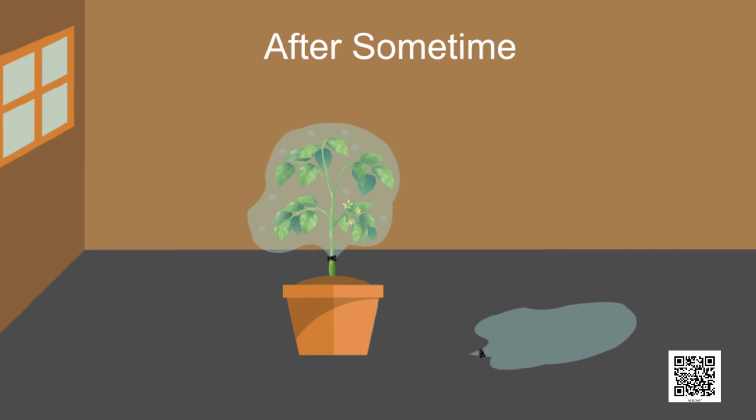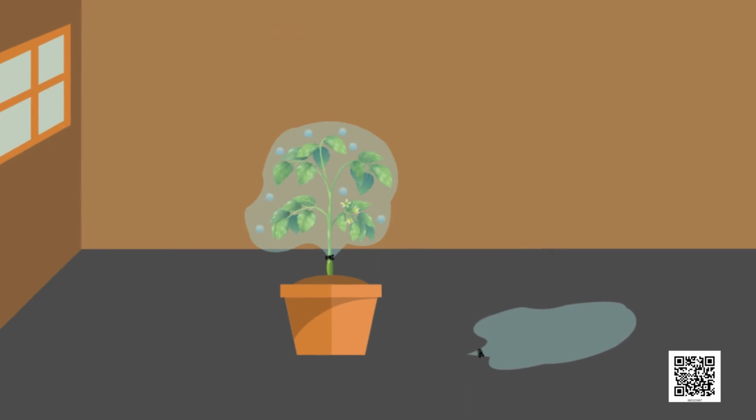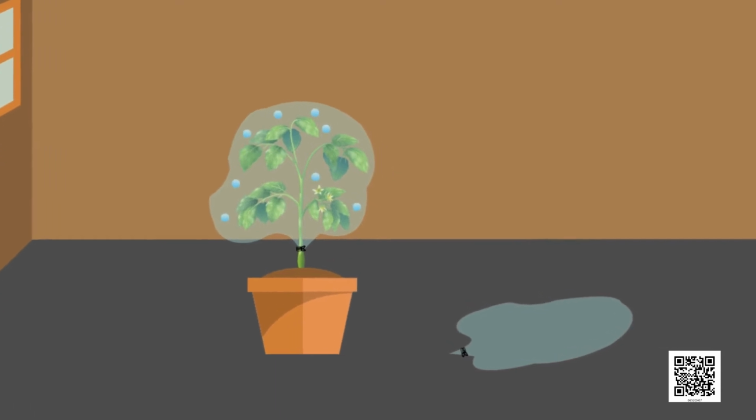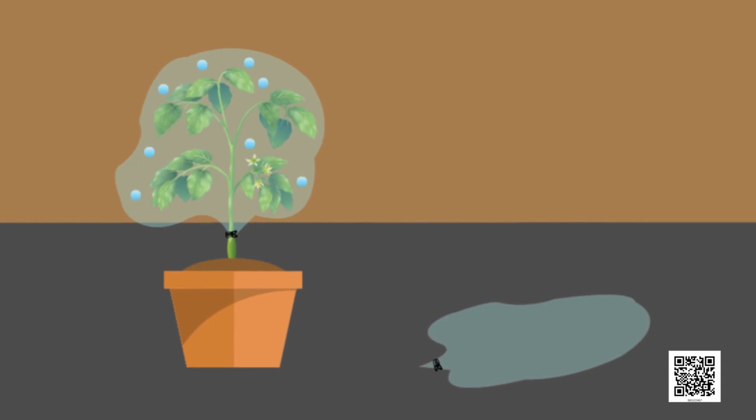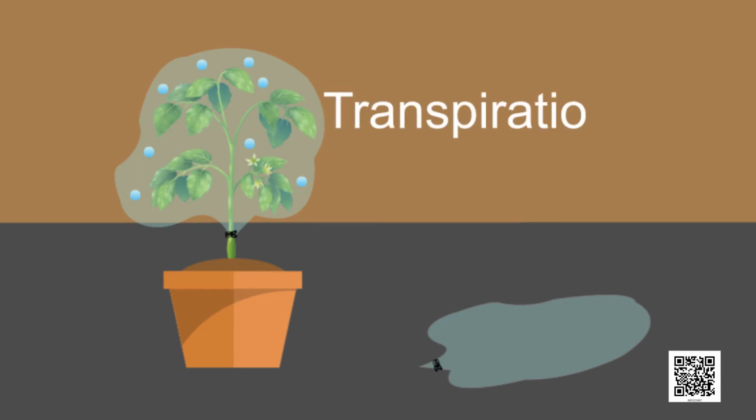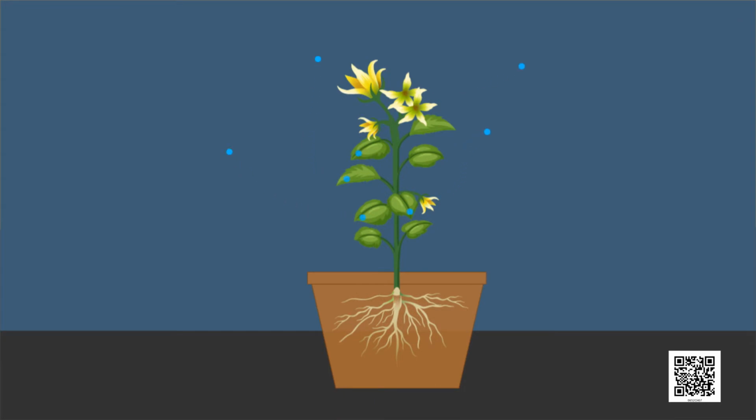What do you see? Are there any droplets of water in any of the bags? Which bag has the droplets? How do you think they got there? Water comes out of leaves in the form of vapor by a process called transpiration. Plants release a lot of water into the air through this process.